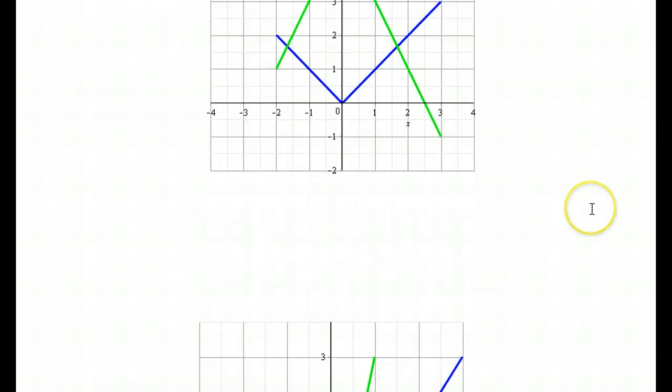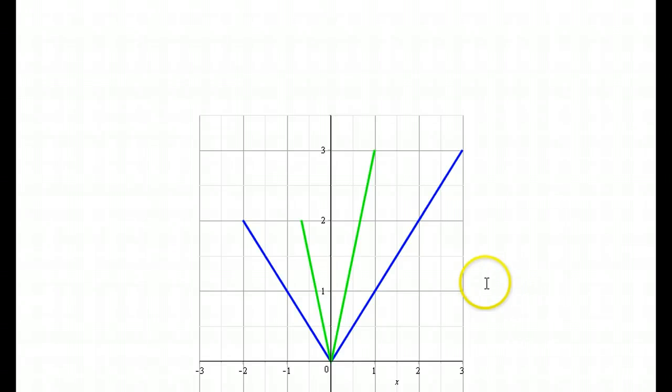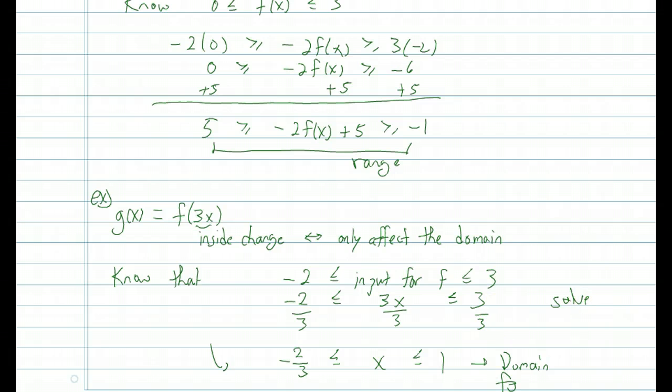Now let's look at that graph. Remember, going back to the formula for just a second, we're multiplying by 3 on the inside, and that has the effect of compressing the graph, not by a factor of 3, but by a factor of the reciprocal, 1/3. That's because you're dividing by 3, or multiplying by 1/3, to solve for x in this inequality.